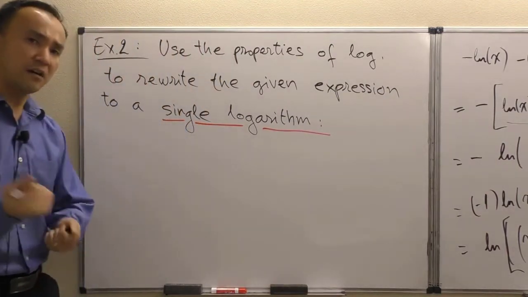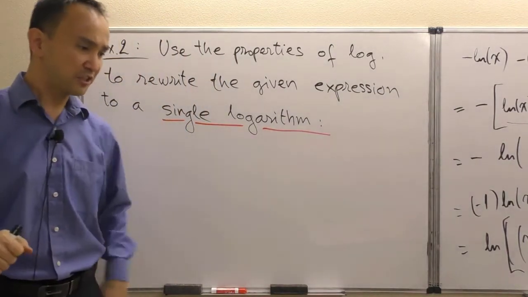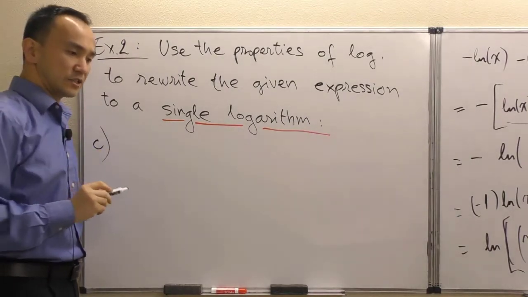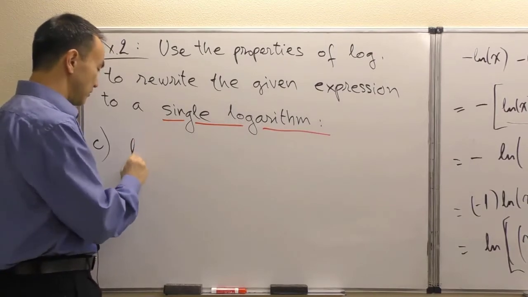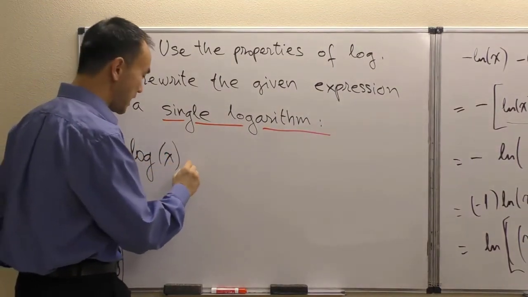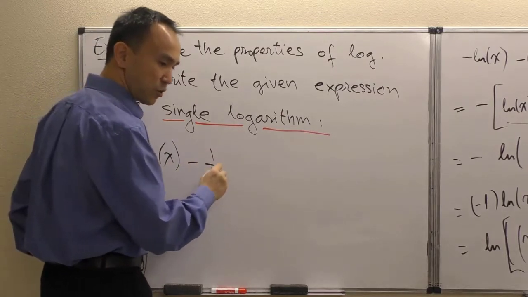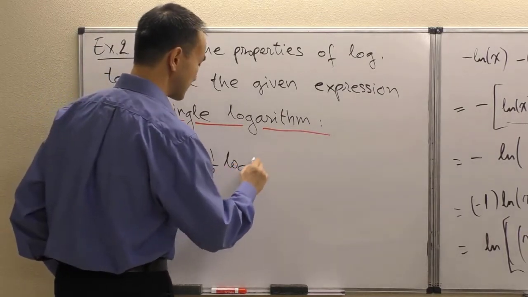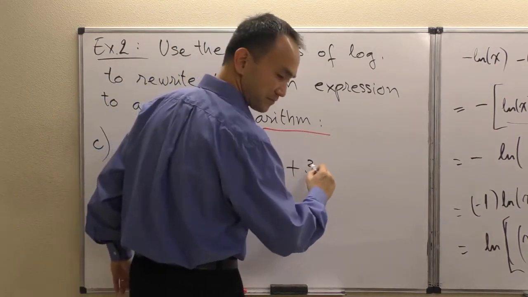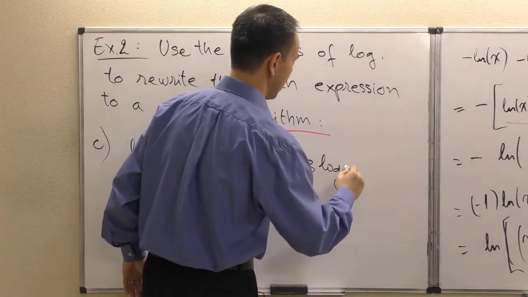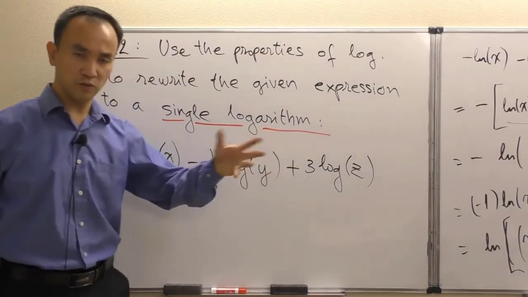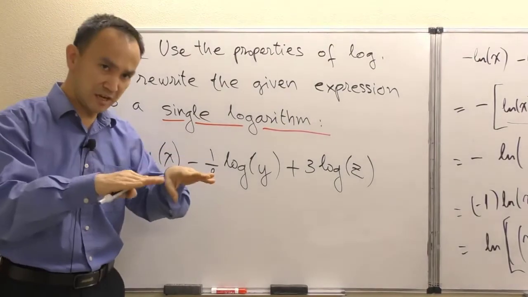All right, so now let's continue further on this particular problem. Let's look at part C of our example. So part C here, I'm looking at log base 10, a common log of x, minus a 1/2 log of y, and then plus 3 log of z. But allow myself to be consistent with my own style right there.